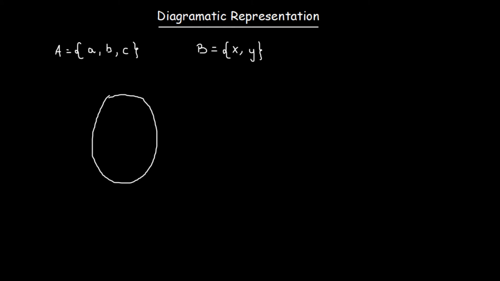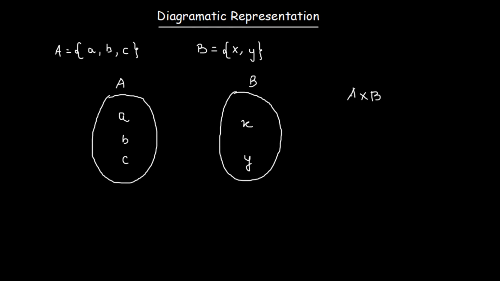So the first Venn diagram is going to represent the set A containing the elements A, B, and C. Then we're going to draw another Venn diagram which is going to represent set B containing the elements X and Y. So what we are trying to do is find the Cartesian product A cross B. We'll start with the first element present in set A, and then draw an arrow going towards the element X in set B. So this is going to give us the first coordinate pair, which is A, X.